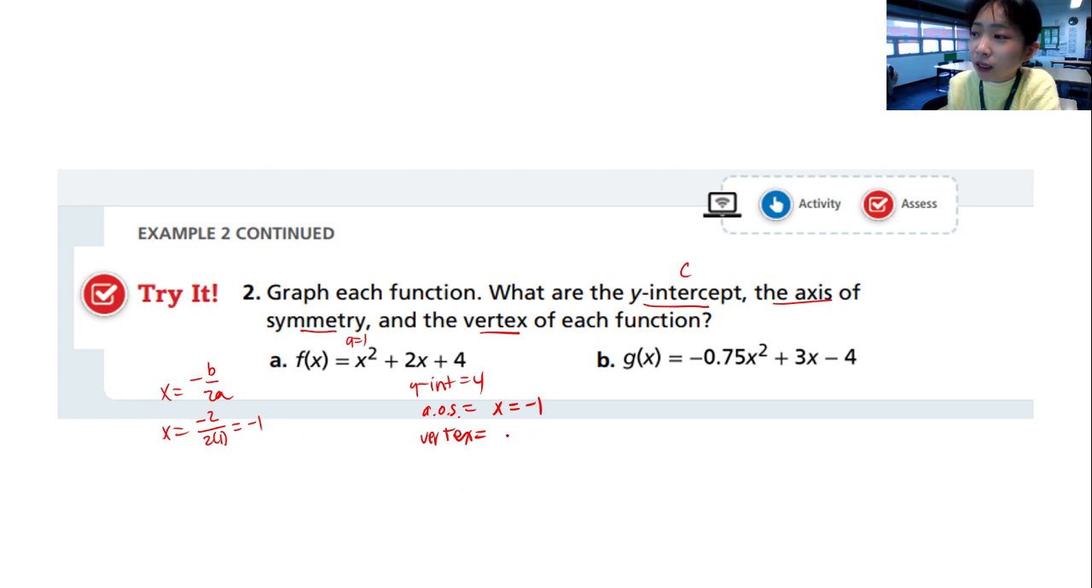value, the value of x, right? So -1 comma, plug it in, you have f of -1 is equal to -1 squared plus 2 times -1 plus 4, which is going to be +1 minus 2 plus 4, and that's equal to 4 minus 2, 2, plus 1, 3, so you have -1 comma 3.